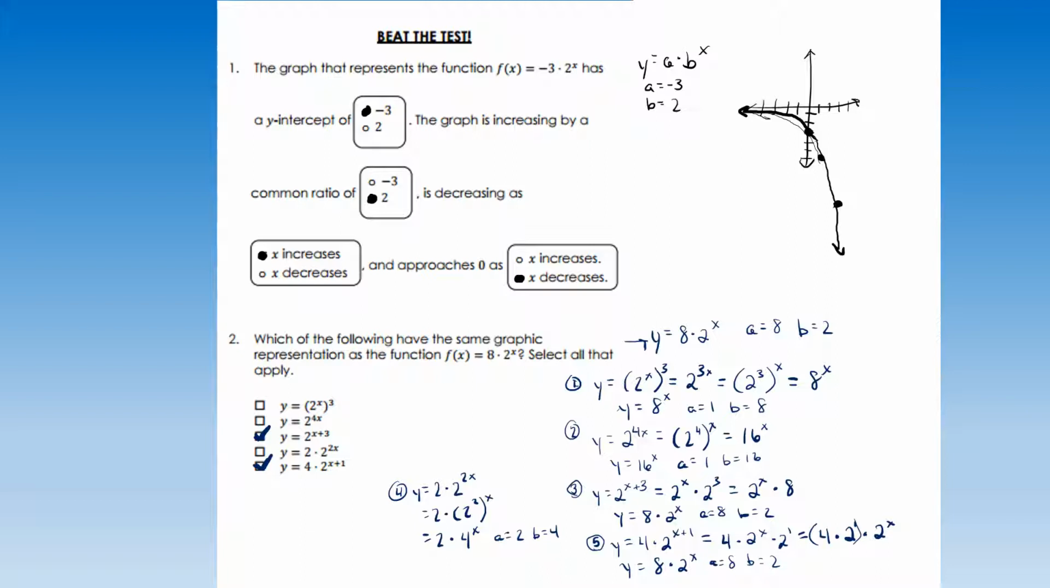All right, so this is just another way to show you how you can use what you know about exponent properties to rewrite different exponential equations. Because sometimes the equation is not written in y equals a times b to the x. Sometimes that form is hidden and we need to be able to rearrange things to identify the y-intercept and the common ratio for a specific exponential equation.